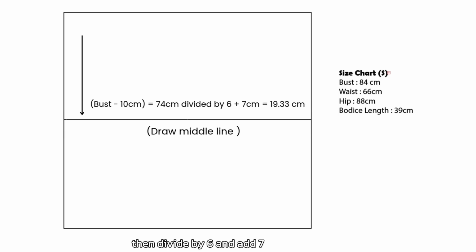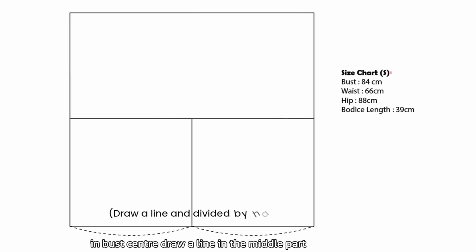Then divide by 6 and add 7. That gives us 19.33 cm, and we mark it as shown in the illustration. This line is the height from neckline to armhole point. Next, divide the vertical line in half to find the bust point and bust center. Draw a line in the middle part. This is useful to divide between the front bodice and the back bodice.